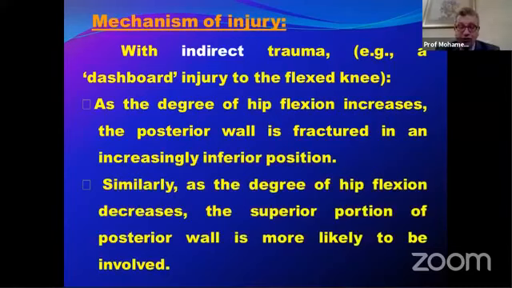With indirect trauma, like a dashboard injury to the flexed knee, as the degree of hip flexion increases, the posterior wall is fractured in an increasingly inferior position. Accordingly, as the degree of hip flexion decreases, the superior portion of the posterior wall is more likely to be involved. So the type and the geometry of the fracture depend mainly on the position of the hip at the time of trauma.